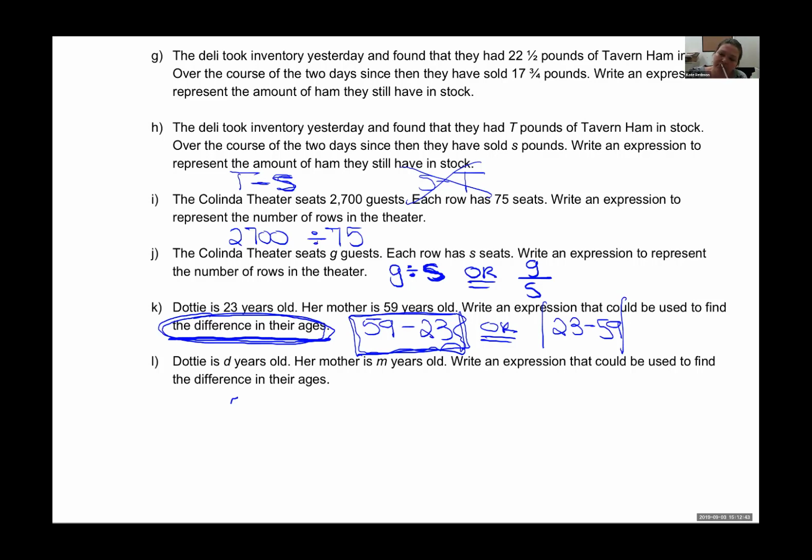M minus D. How come you started with M? The mother would obviously be older. She's the mother. If she's younger, I don't know what kind of weird world we're living in. Yes, it's fair to make that assumption. Now, if we didn't know that she was the mother, then you would have to have, like, Dottie is D years old, Tanya is M years old, then you would have to use those absolute value bars. But since we know she's the mother and she's older, we'll be fine.